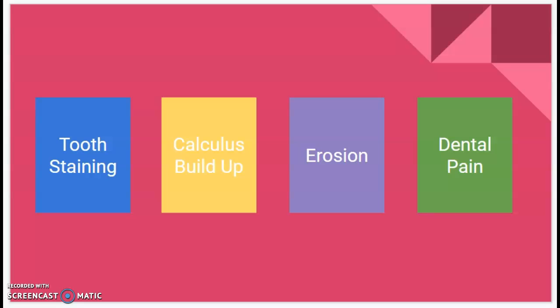Today we're going to talk about 4 main points that are the oral health risks associated with swimming, which are tooth staining, calculus buildup, erosion, and dental pain.